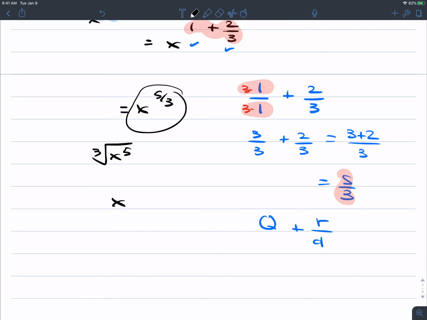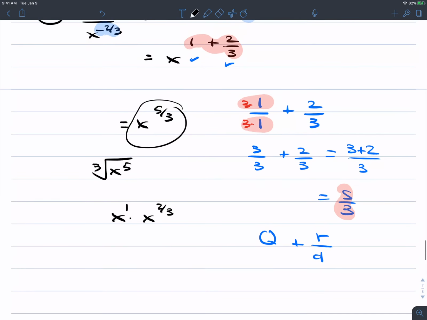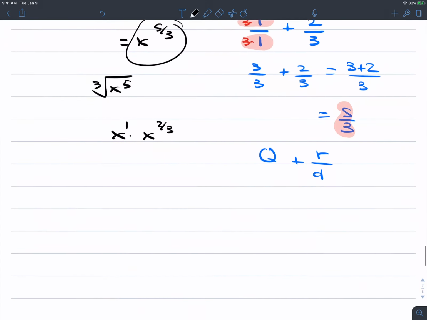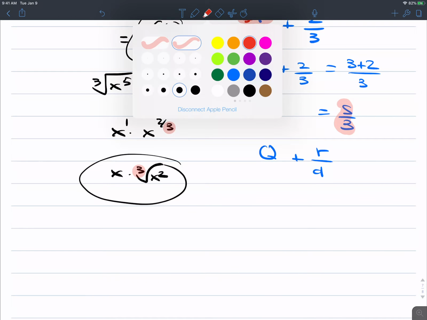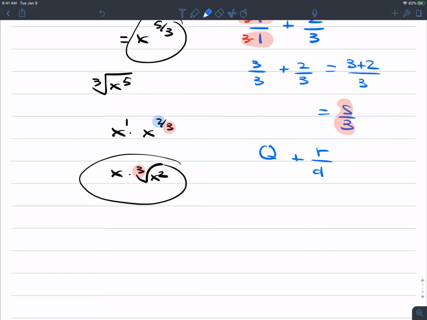Yes. So this will be x times x to the 2/3 now, because this is a 1. That's 1 plus 2/3. Is that true? Yes. So this will be x times the cube root of x squared. Because remember here, you got the index, 3, and this portion up here is under the radical with your variable x. So it's a simplified radical now.